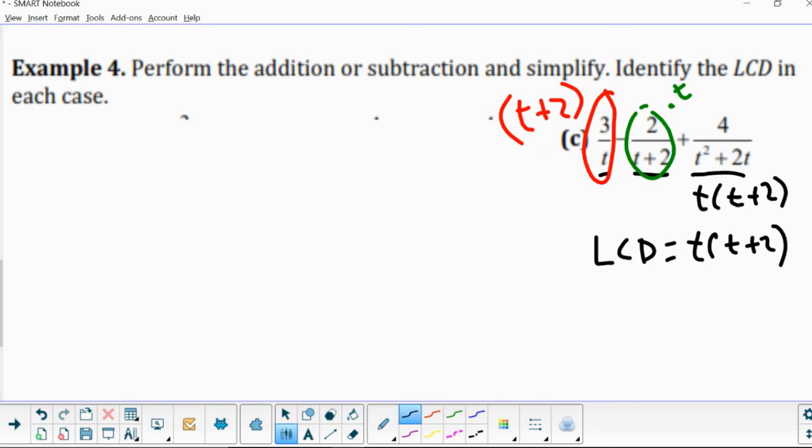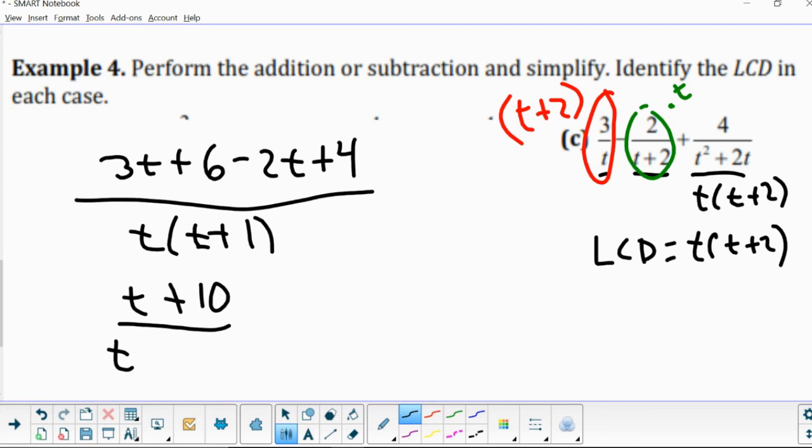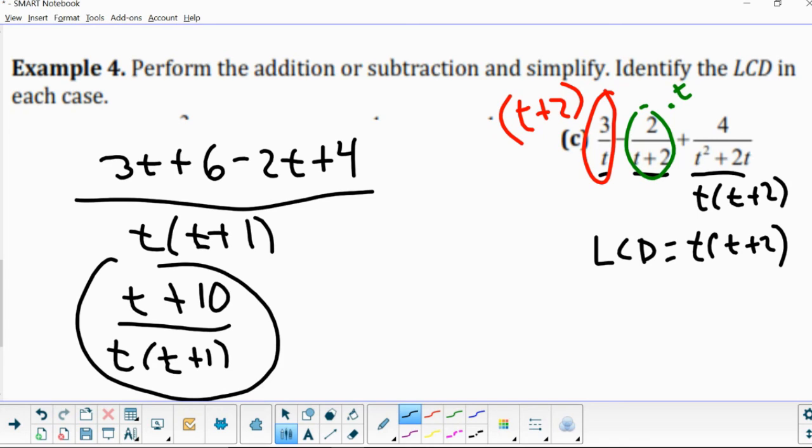So I'm going to multiply 3 times t plus 2. That's going to give me 3t plus 6. And then I've got minus 2 times t, so it'll be minus 2t. And then plus 4, because that already has the denominator we want, all over t times t plus 2. Trying to make my t's not look like plus signs. So let's combine our like terms and be done with this. We have 3t minus 2t, which is 1t. 6 plus 4 is 10, all over t times t plus 2. And we are done.